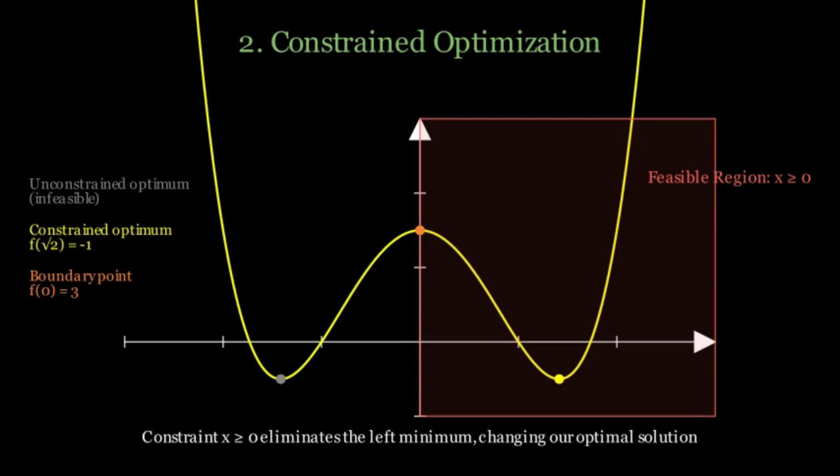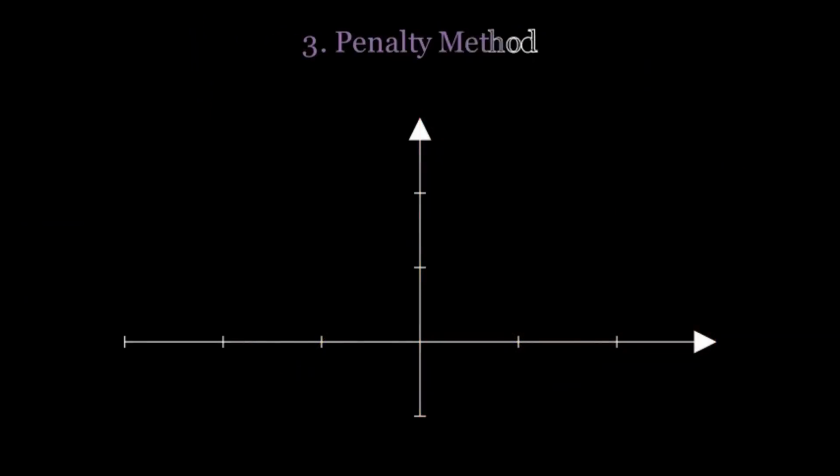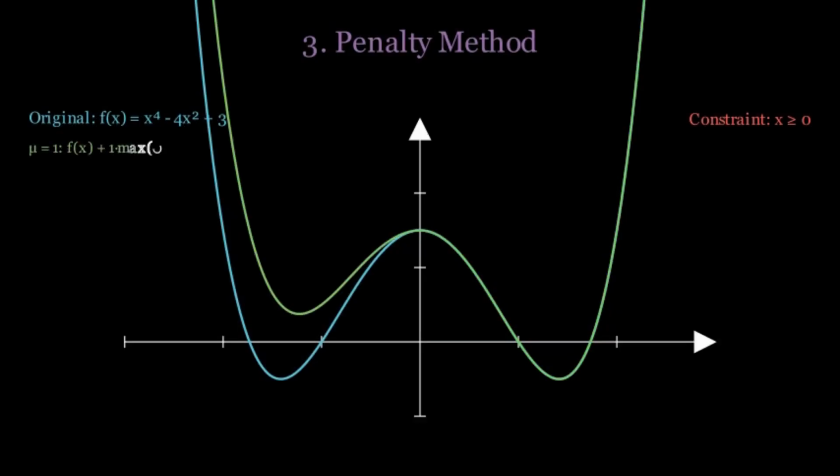So how do we actually solve this constrained problem? Enter the penalty method. The penalty method transforms our constrained problem back into an unconstrained one by adding punishment for constraint violations. Here is our original function in blue. For our constraint x greater than or equal to 0, we add a penalty term mu times the square of max of 0 and negative x. This creates a penalty only when x becomes negative.